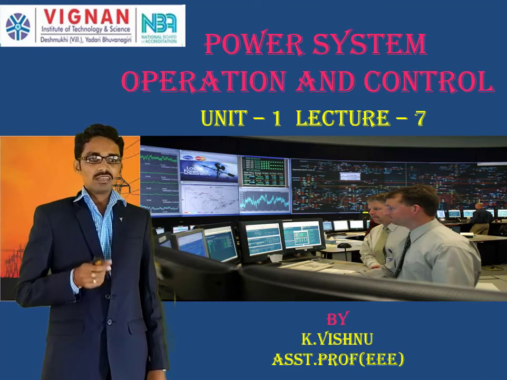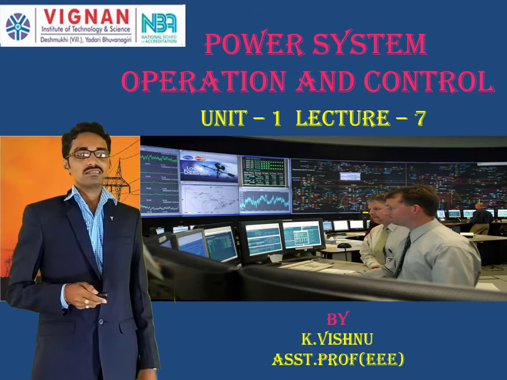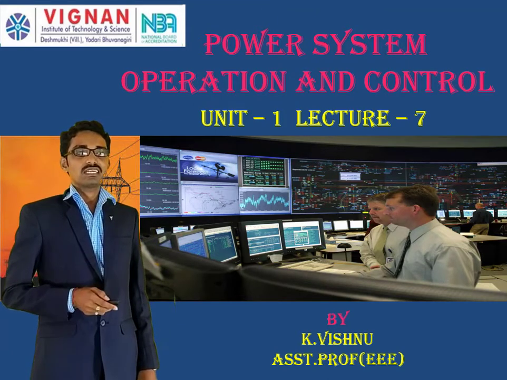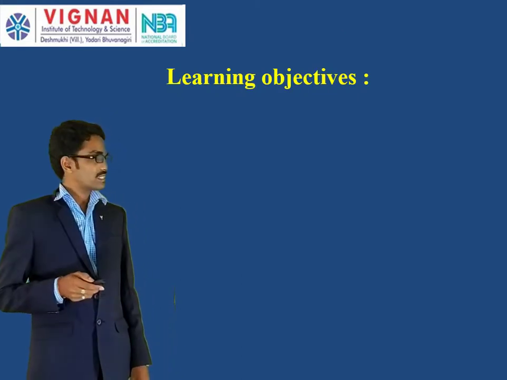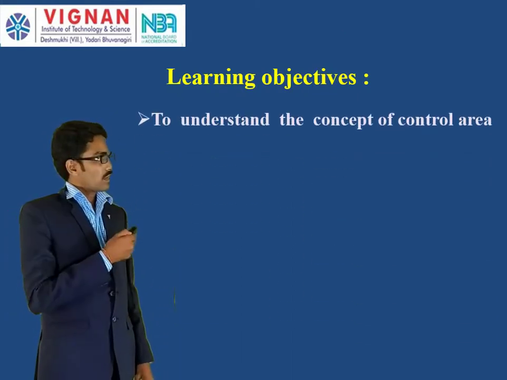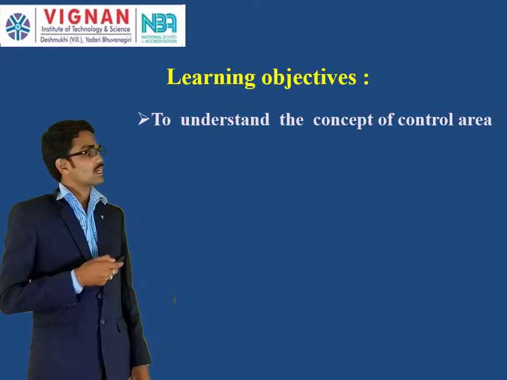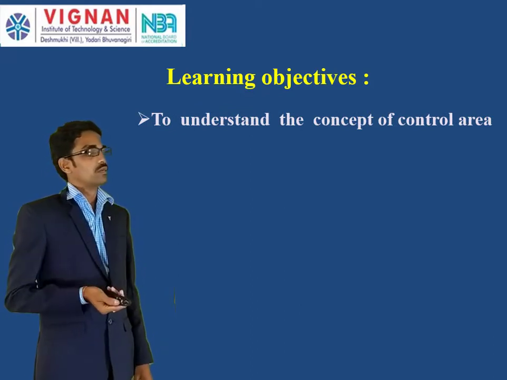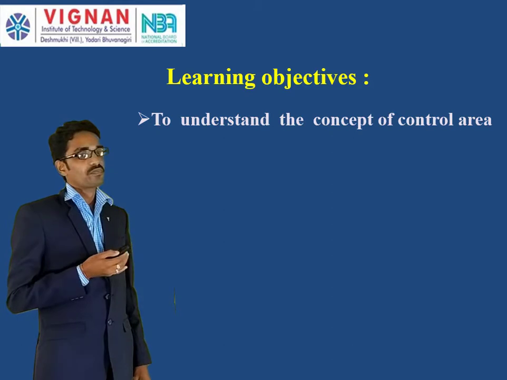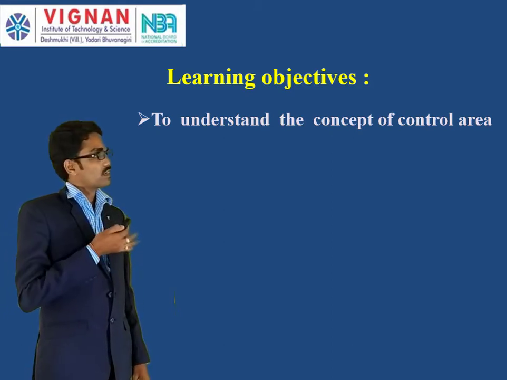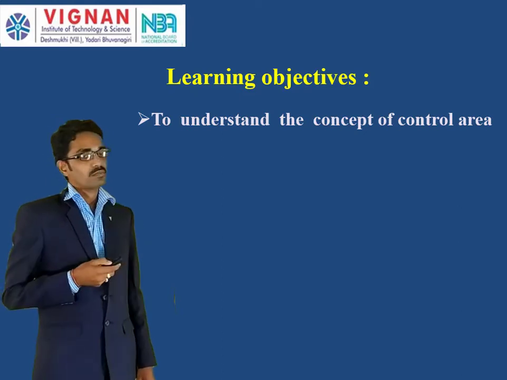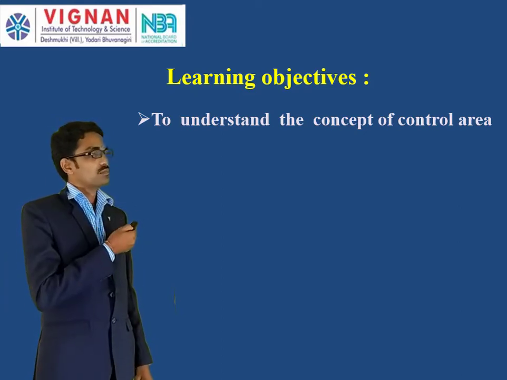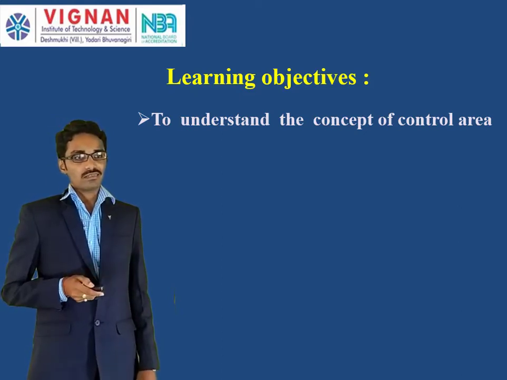Right. So if we go for today's lecture, that is lecture 7, the learning objectives of this lecture, the first one is to understand the concept of control area. What is the control area and how does it affect things? What are the components of control area? What generators are going to be present in that? We'll see that in this lecture.